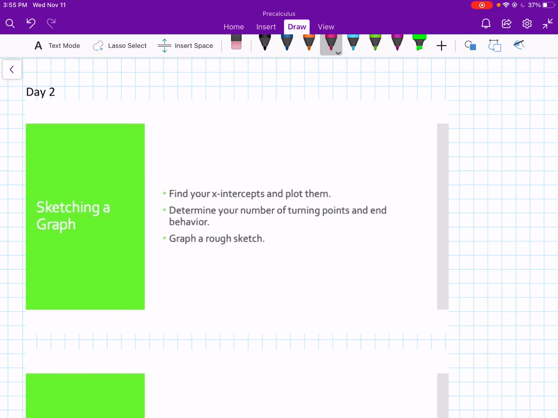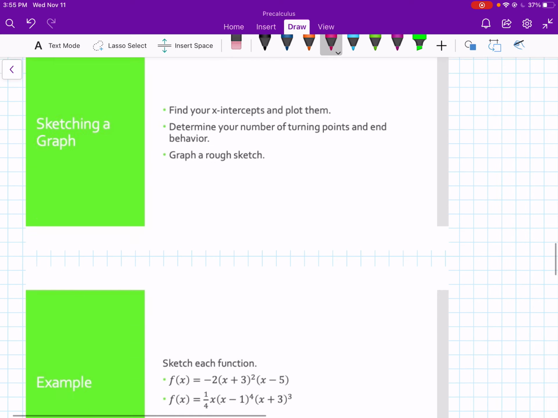This is section 3.4, Graphs of Polynomial Functions, day 2. So today we're going to talk about graphing polynomial functions, and I don't mean graphing them 100% correctly. We're going to do more of sketching today. And what we're going to do to sketch those is look at x-intercepts, and also look at multiplicities of x-intercepts, plot those, and use number of turning points and end behavior to make a rough sketch of what that function is going to look like.